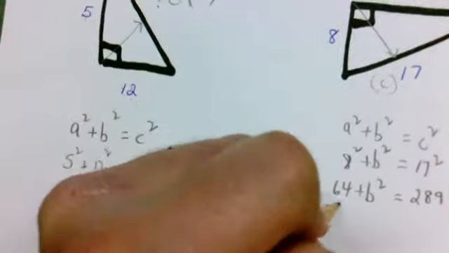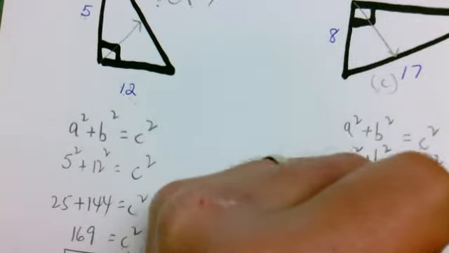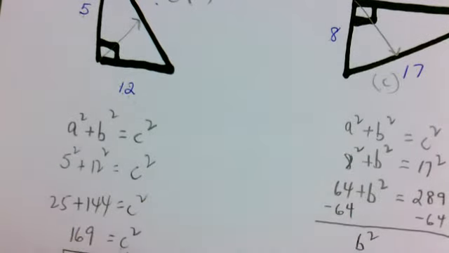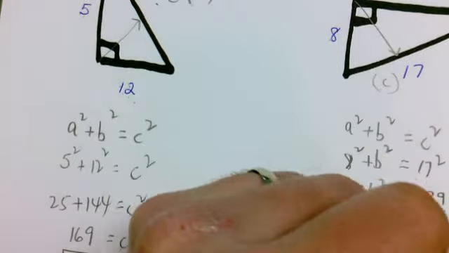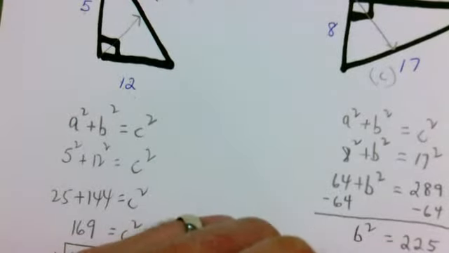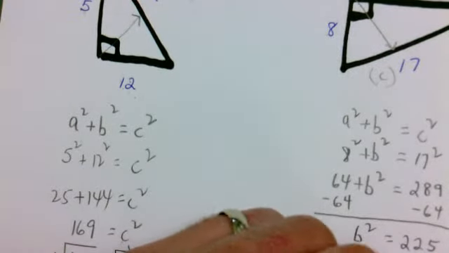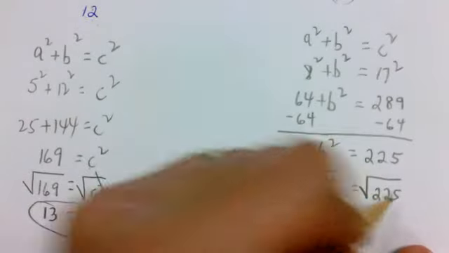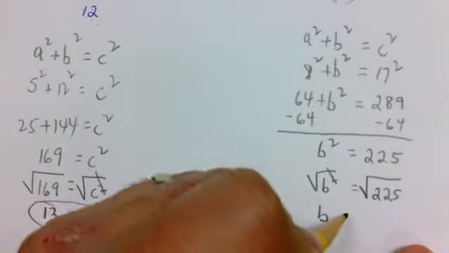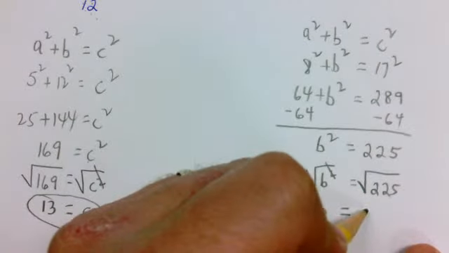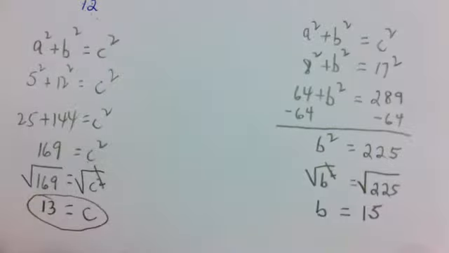And then you subtract 64, and you get b squared equals 225, and then you take the square root of both sides again. Oops, I'm a little bit off. And we get b is exactly equal to, if we use the graphing calculator, take the square root, we get exactly 15.